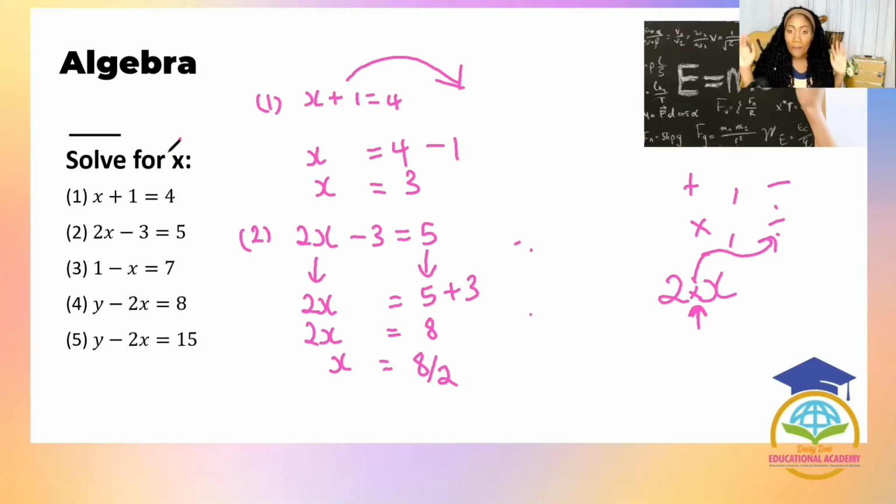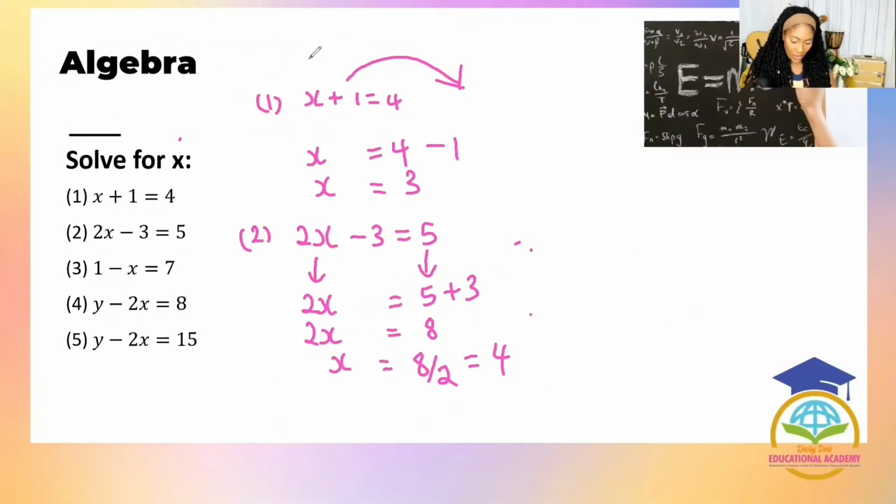And the opposite of multiply is divide. So when you move the 2, 2 goes across the equal sign and it becomes divide. So 8 divided by 2 is 4. So for question 2, the answer is 4. All right, so let's head on to question 3 now.